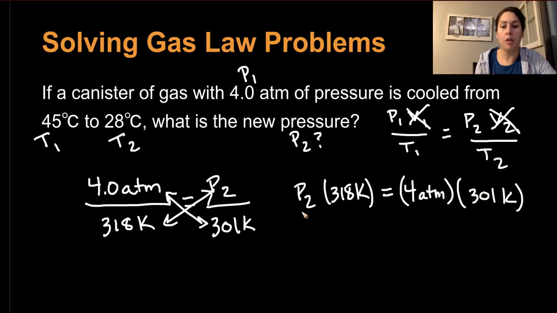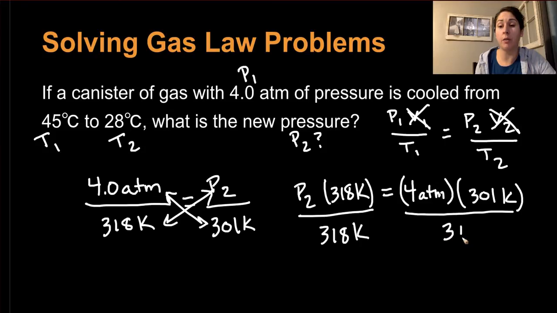Okay, so I divide both sides by the 318 Kelvin to get my P2 by itself. Again, if you want to make that into an X, just be very careful that you know which variable you're looking at. These two will cancel, so P2 is by itself now, and my Kelvins cancel.